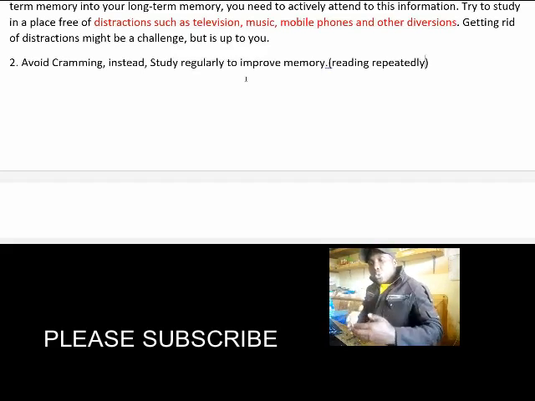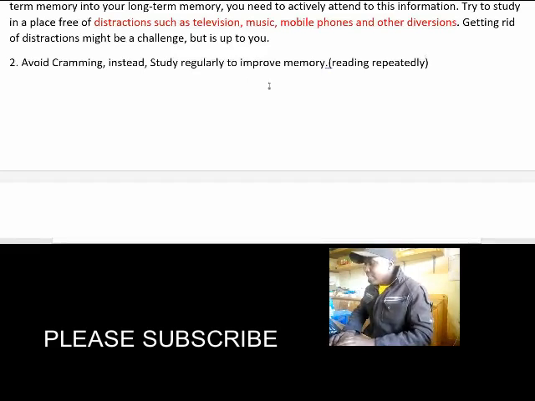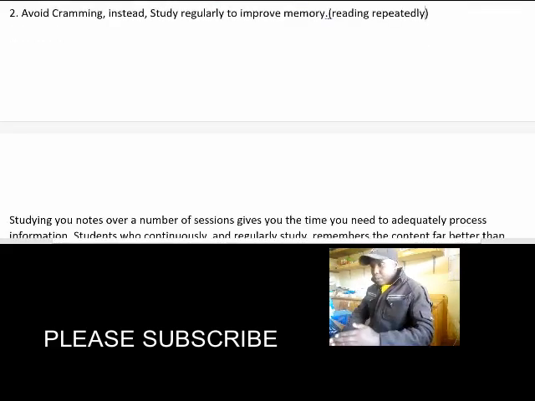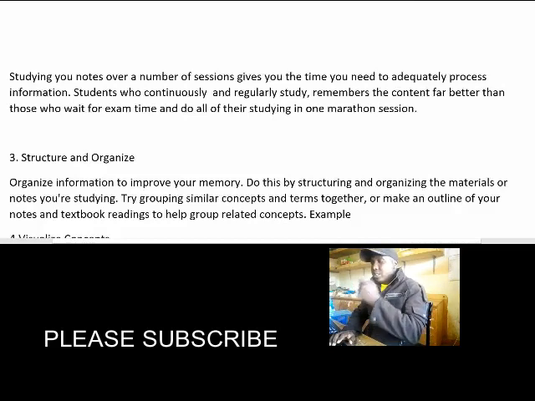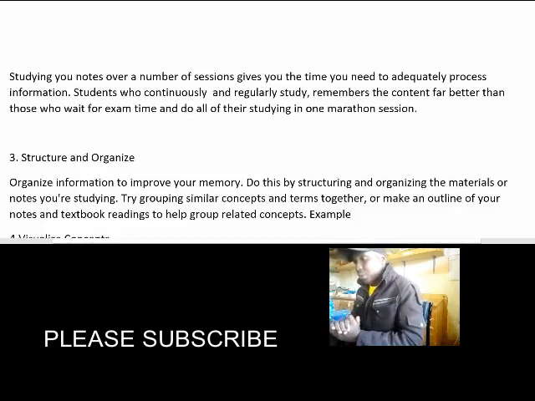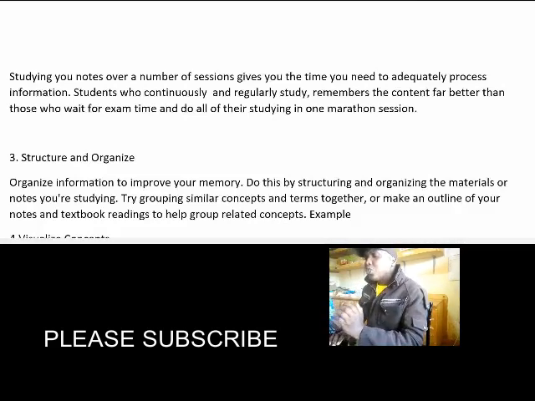So, for you to take information to long-term memory, you must do what? Read repeatedly and avoid cramming. Reading repeatedly does not mean you are cramming. Studying your notes over a number of sessions gives you the time you need to adequately process the information. Students who continuously and regularly study remember the content far better than those who wait until it is exam time.